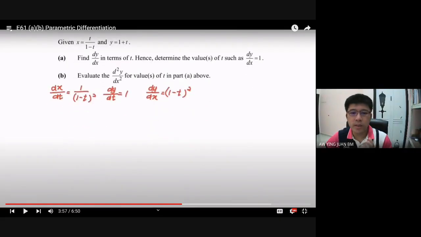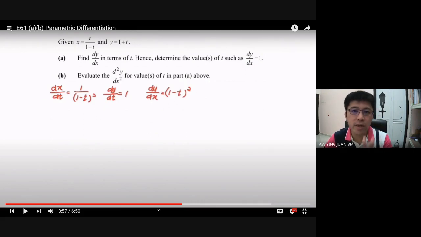Rujuk kepada situasi tadi, kita dah dapat t equals to 0, t equals to 2. Boleh? Itu sebagai contoh macam mana kita buat parametrics differentiation untuk first derivative. Sekarang kita ada second derivative. Bila kita deal with second derivative, dia pun ada formula dia.